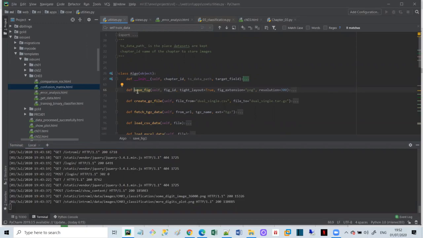I just know I have a function. I want to save an image. I plot it, I say save it, and he knows automatically to put it in the right chapter, and so on.